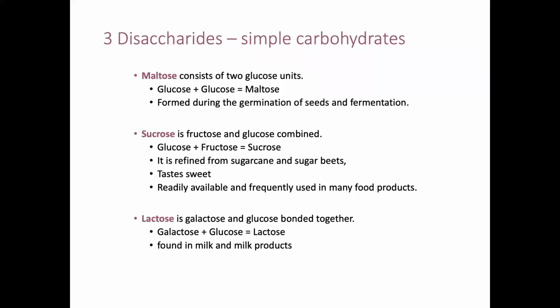We already talked about galactose being part of milk sugar. If you add galactose and glucose, you get lactose. And again, it's found in milk and milk products. Remember, you need to know which components form the disaccharides. There will be at least 1 unit of glucose in each of the 3. Then you just need to remember what the other component is.